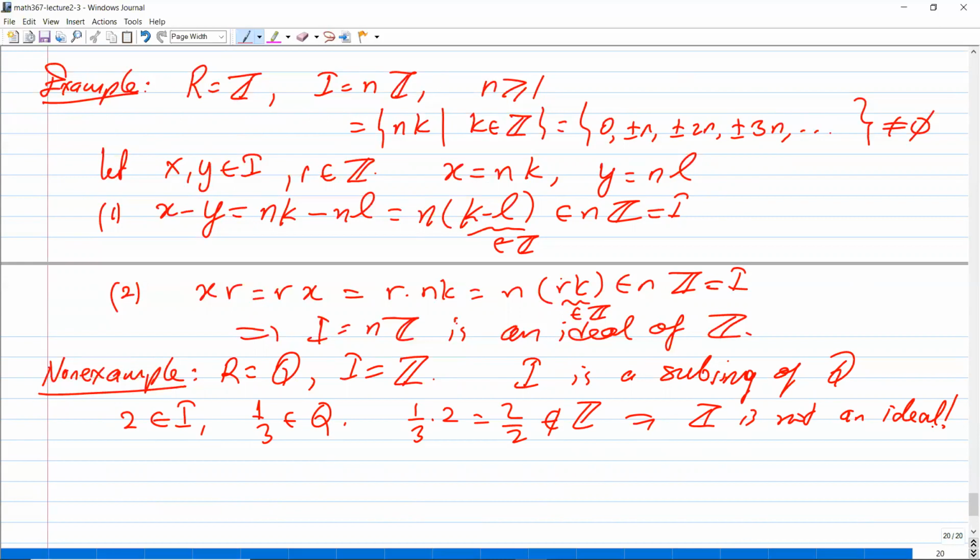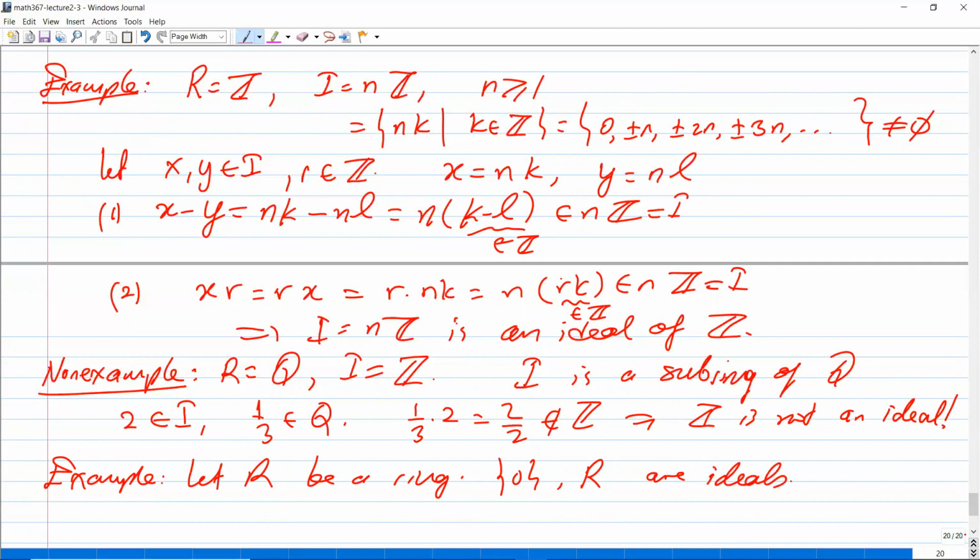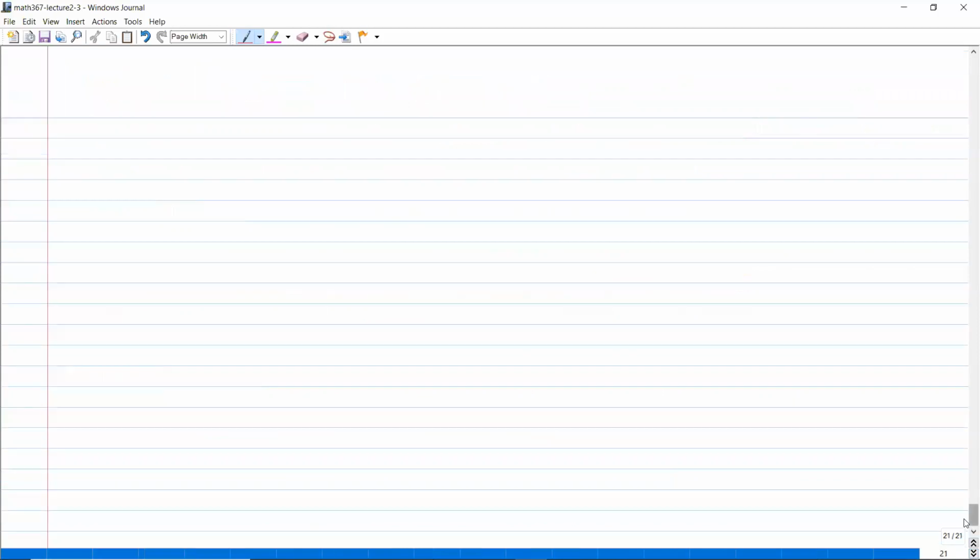Z is not an ideal. One more example. Let R be a ring again. You should check that 0 and R itself are ideals. They are trivial ideals. Okay, they're ideals.